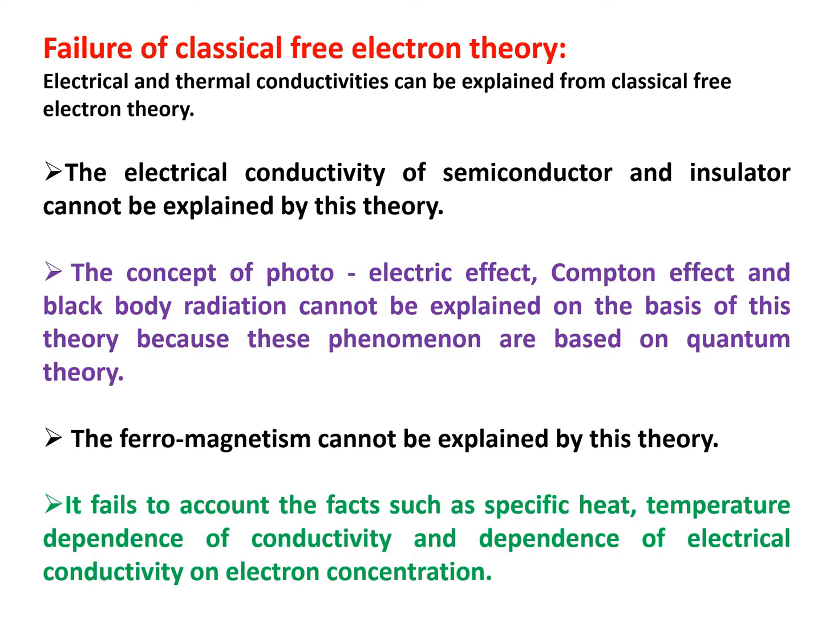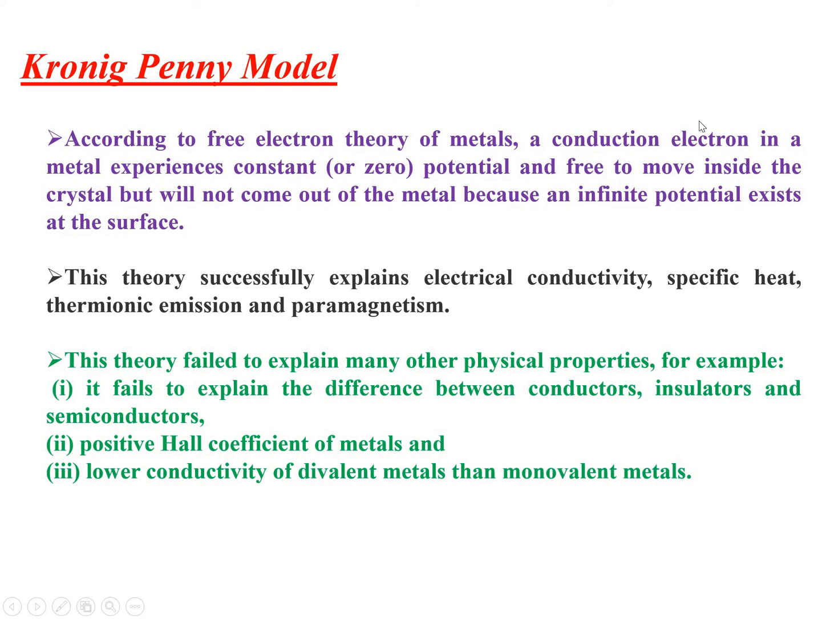It fails to account for facts such as specific heat, temperature dependence of conductivity and dependence of electrical conductivity on electron concentration. To overcome all these difficulties, which could not be addressed by the classical free electron theory, a quantum theory has been developed, and the Kronig-Penney model could explain all the problems faced by the earlier theory, that is the free electron theory.